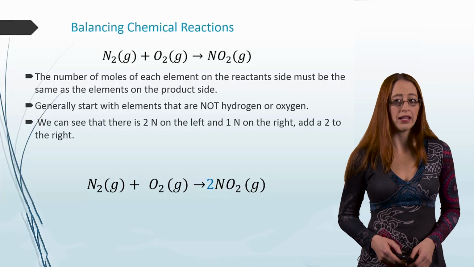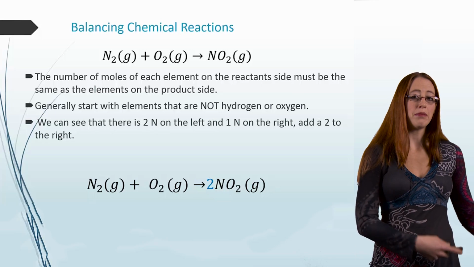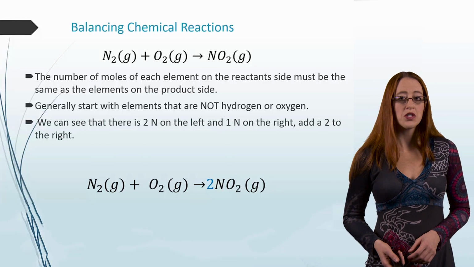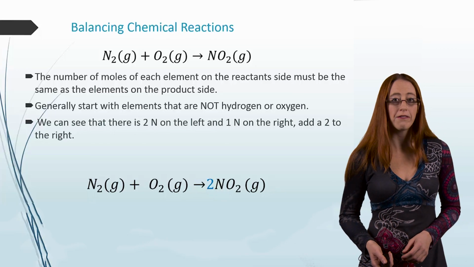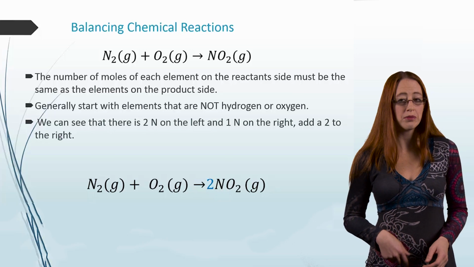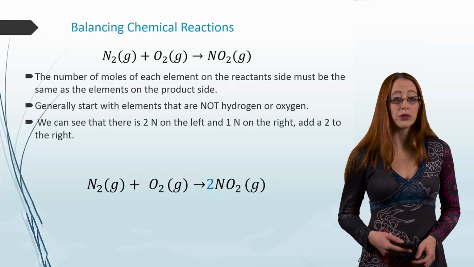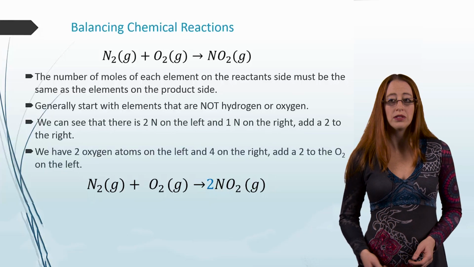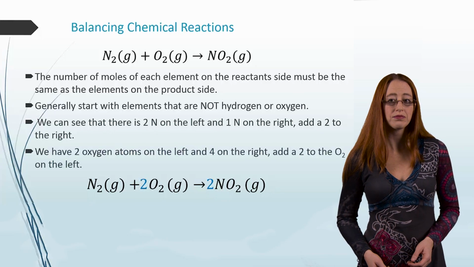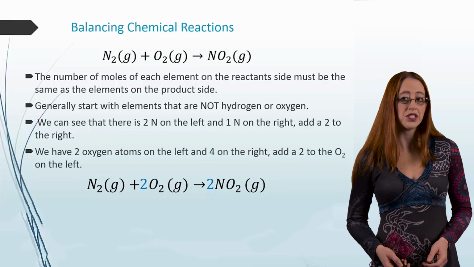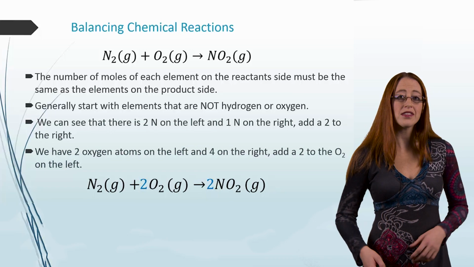Now our nitrogens are balanced, but by doing that, we actually unbalanced our oxygens. If we look at our products, we have 4 oxygens now, 2 from the subscript multiplied by 2 from the coefficient. So in order to balance this, we need to put a 2 in front of the oxygen. Now we have 4 oxygens on both sides. And this is our balanced reaction.